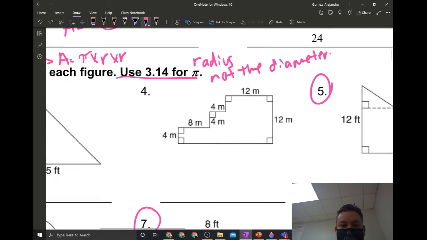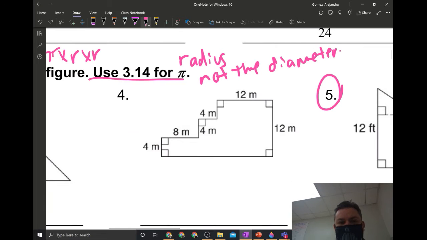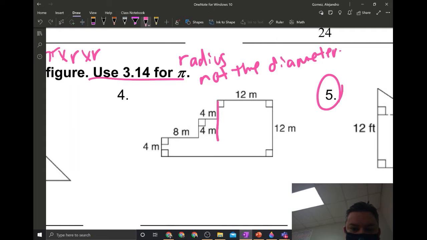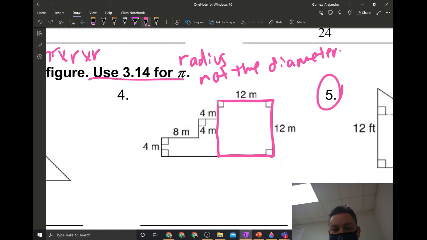Okay, so number 4. The first thing I want to do, and if you have different colors, you can use different colors to differentiate those different shapes. For number 4, this kind of looks like a stair step, a staircase. And I can see right here that if I break this up, I have a big square. How do I know it's a square and not a rectangle? Easy. A square measures the same all the way around. Same sides, same sizes.